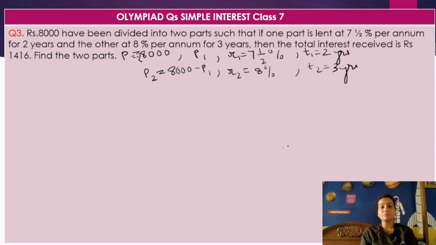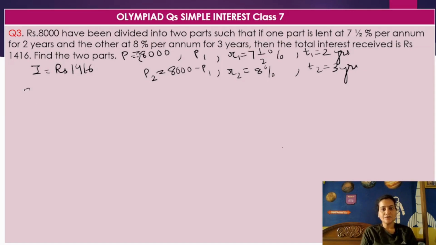Now easily I'm writing everything, but you have to solve it as fast as possible. I'm just showing you so that you understand the question well. Total interest from both the principal amounts is 1,416.